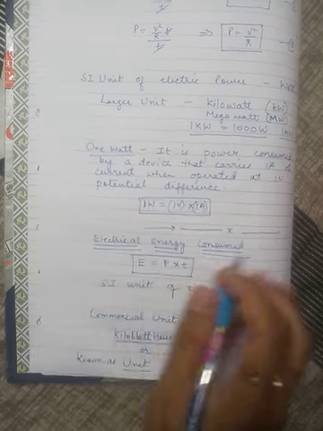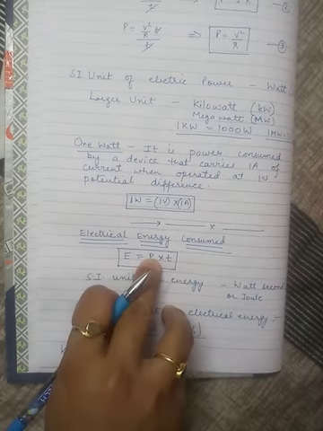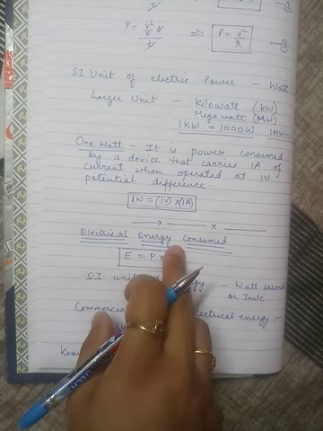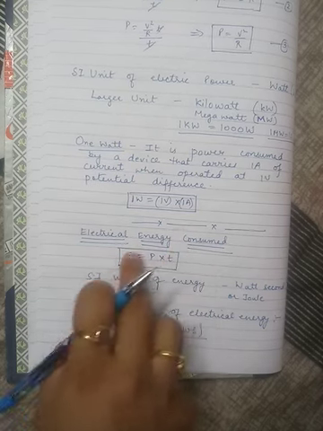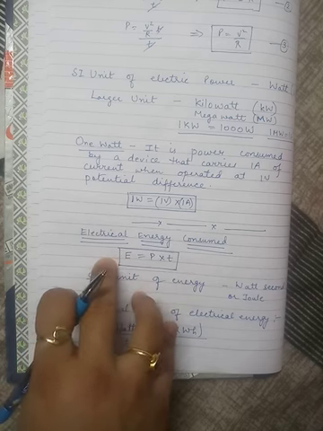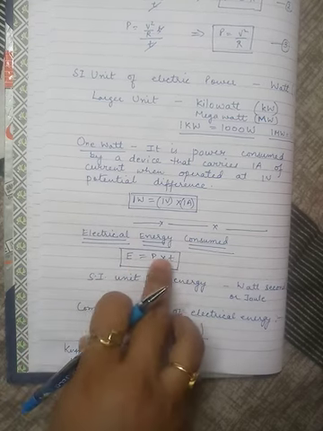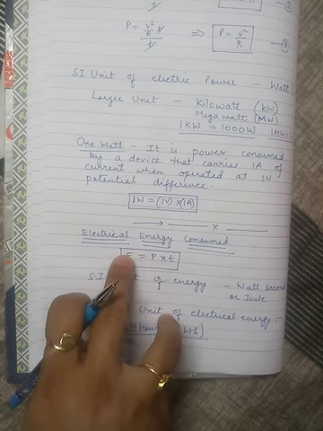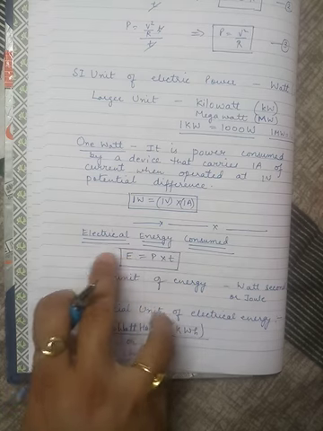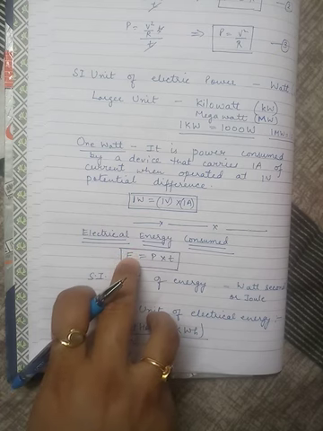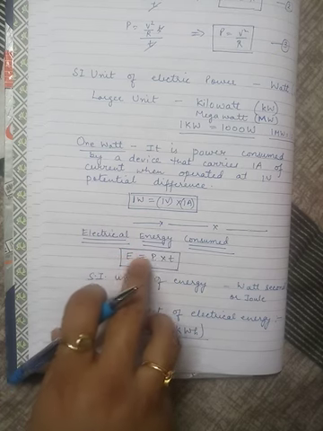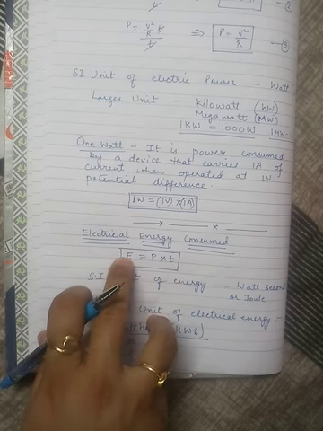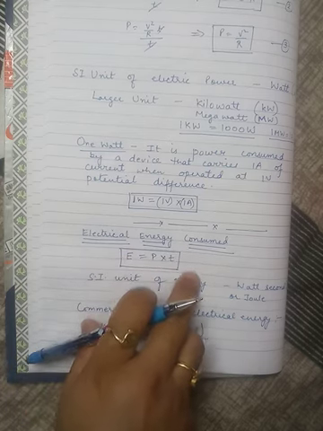It is nothing but a similar formula, that is P equals W by T, and W was replaced by heat energy on the previous page, right? Here I am considering electrical energy, so W is replaced again with the energy only. So E equals P multiplied by T, it becomes.